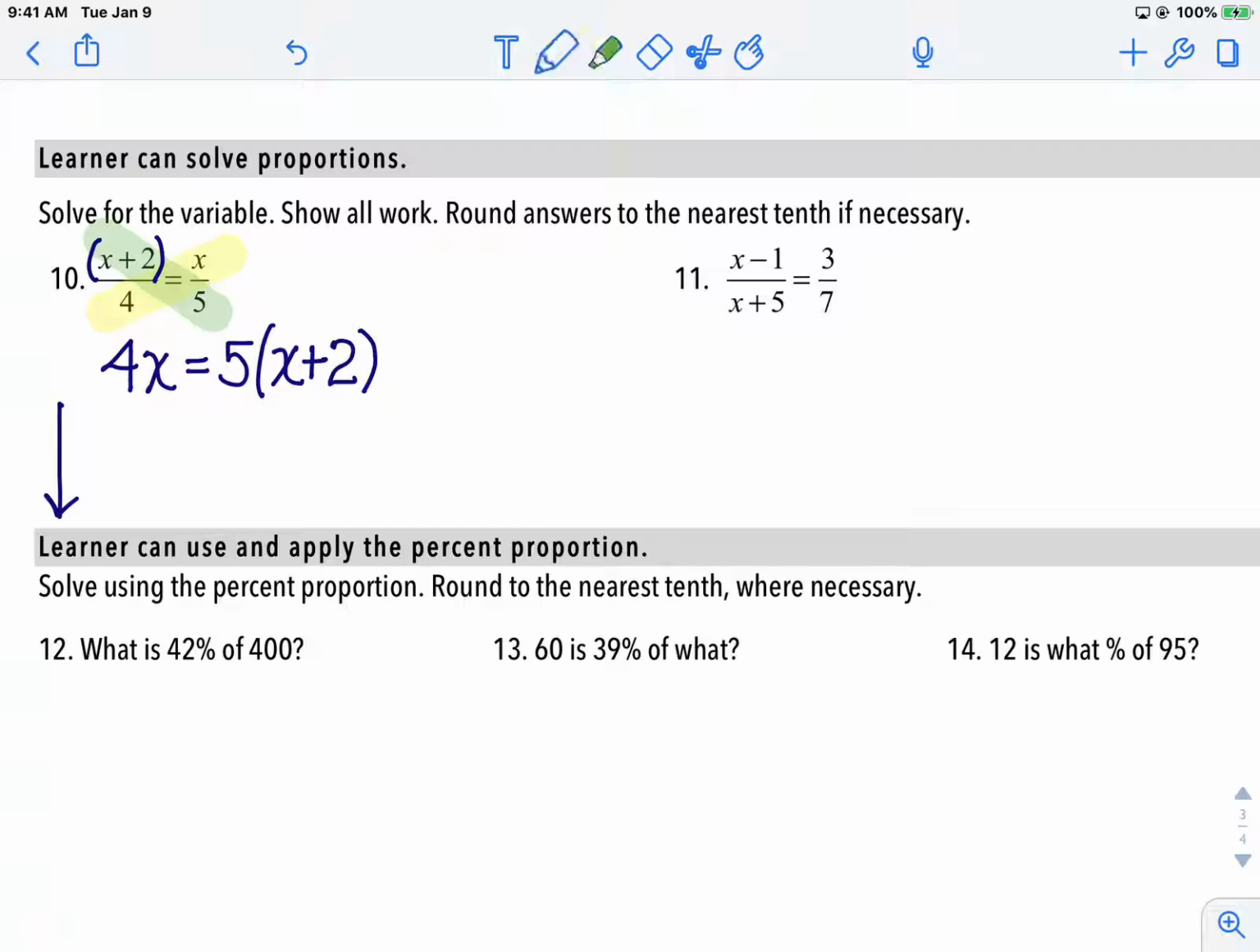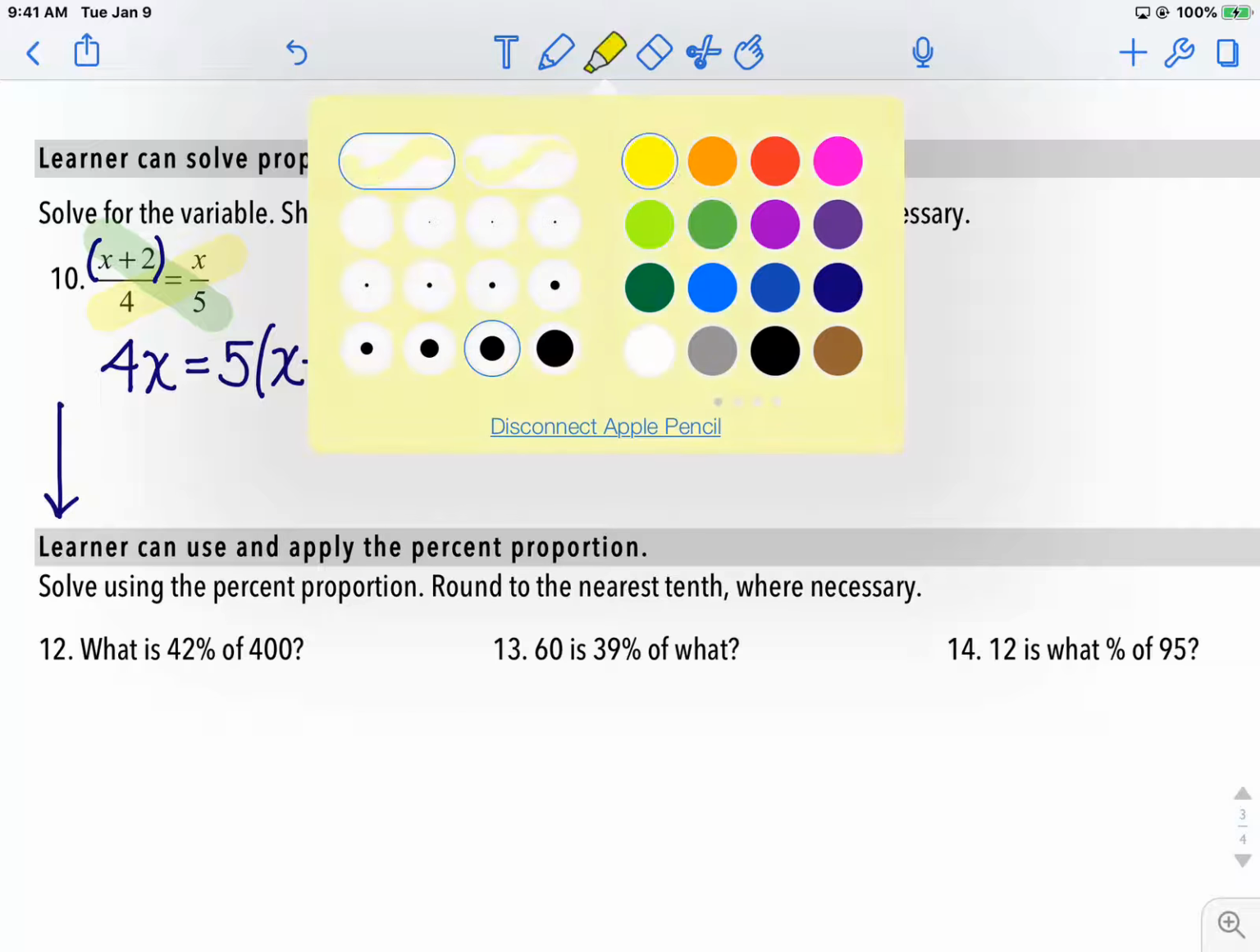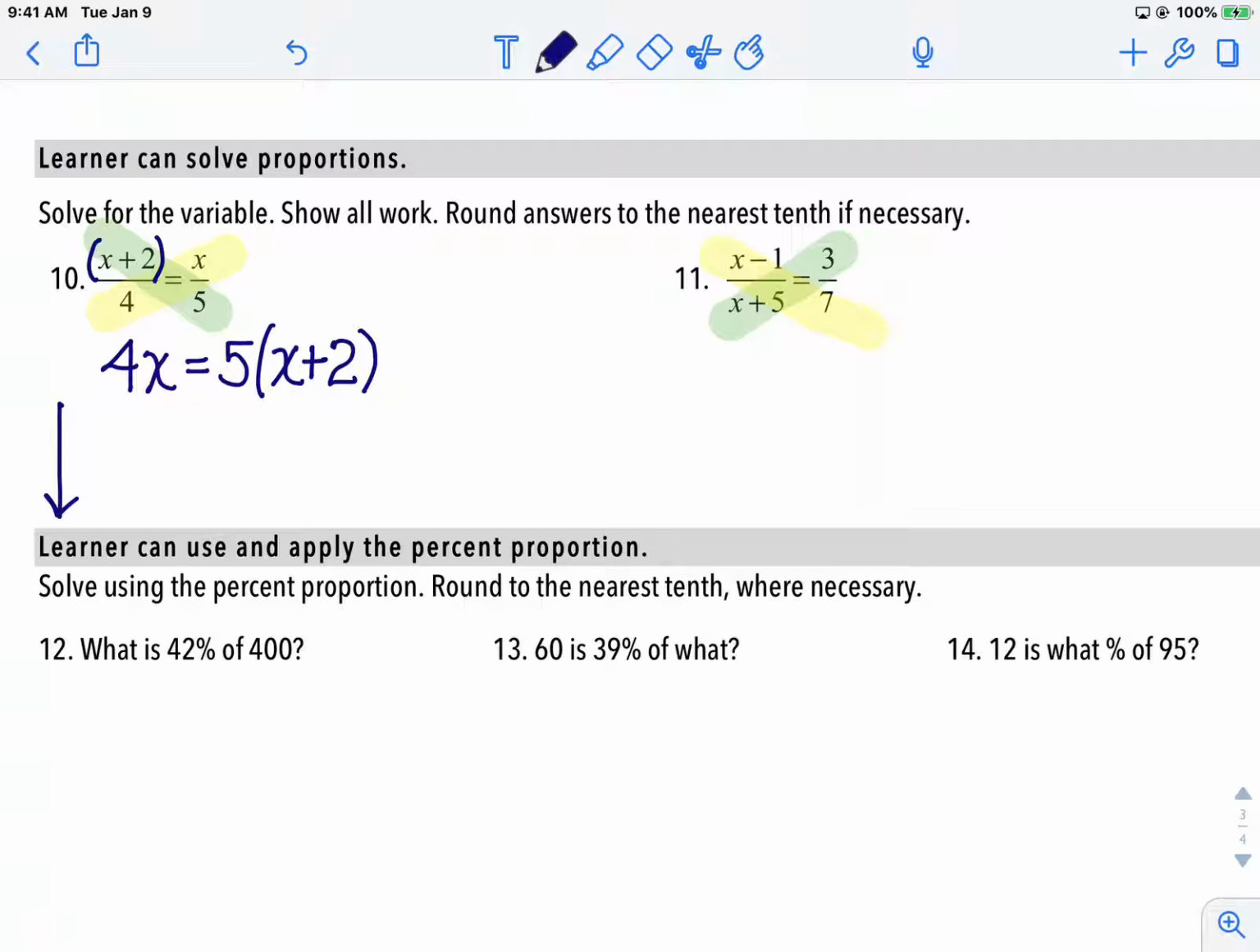In number 11, you can see that we've got 2 sets of things that each have 2 terms. So when we go to do cross products, we're going to need to make sure that there's a parentheses around each of those. So my yellow cross products will be 7 times the amount, x minus 1. And the other cross product will be 3 multiplied by the entire denominator. So on your pink sheets, they talk about times the quantity of, and that's what they're talking about here.